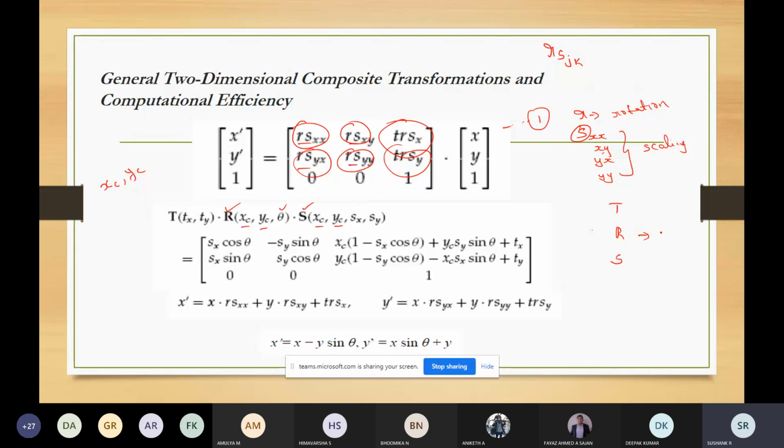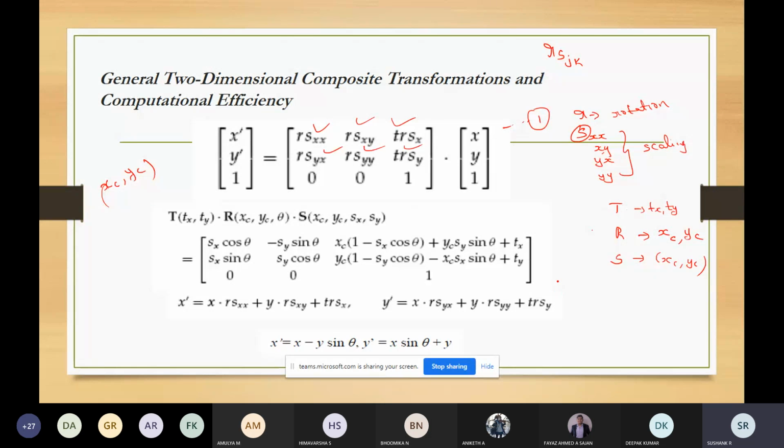The translation will be along tx, ty, rotation about the pivot point xc, yc, and also scaling about the point xc, yc. So now how to write the matrix? From these points we can write the transformation matrix.